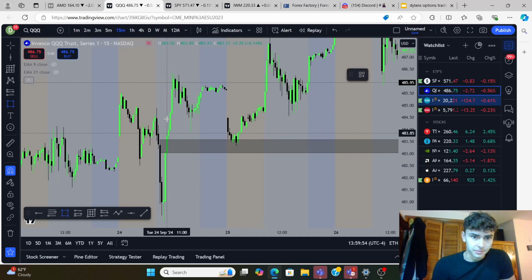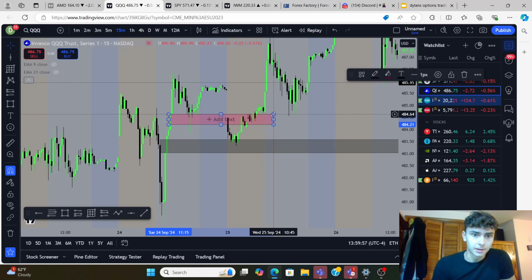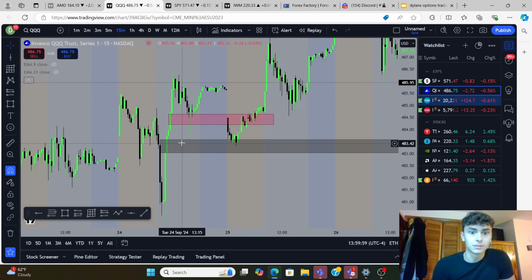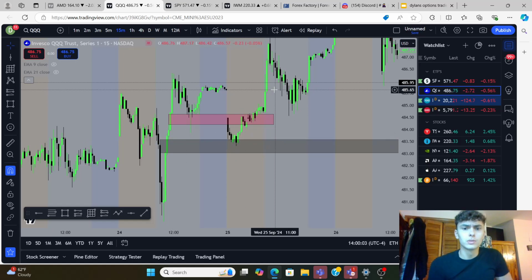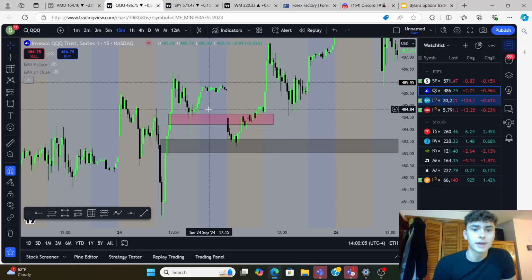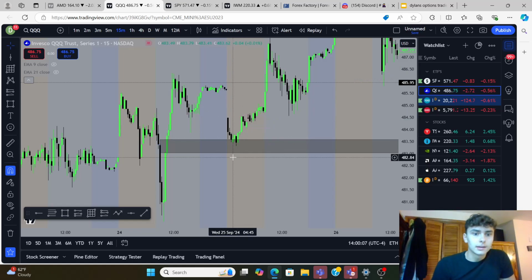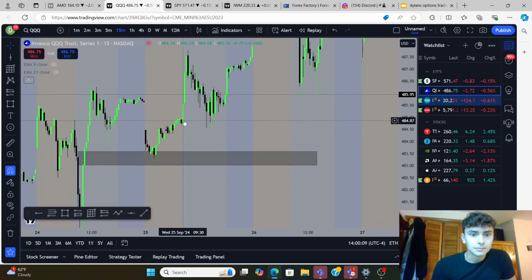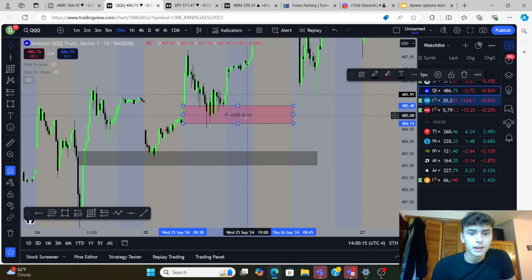If you want a different entry, we have another fair value gap right here. Mark them out. This one got filled. You can catch this move up. You can catch this move up. Both of these opportunities presented themselves because of a fair value gap. Guys, I'm telling you, look at this. All the time, right? Fair value.